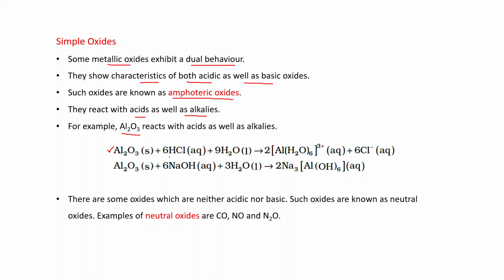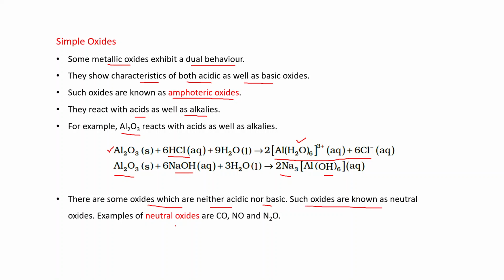Aluminium oxide, when it reacts with HCl, will form a complex salt. Its name is hexaaquaaluminium(III) chloride. The details of such compounds we will discuss in coordination chemistry. This is Al2O3. When it reacts with the alkali NaOH, it will form sodium hexahydroxoaluminate(III).